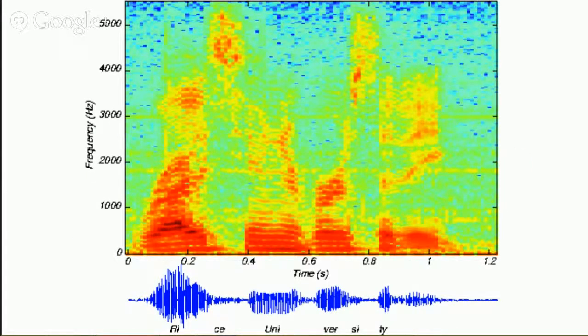Okay. So see here, here's someone saying Rice University on the bottom here, right? And here's the time and the frequency, and this is a sort of heat map of where the amplitude is. The color red is higher amplitude, and green and blue is lower. So most of the data in voice, in your speech, is somewhere between 50 hertz to maybe 10,000, right?